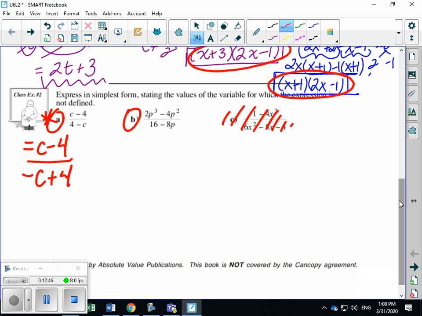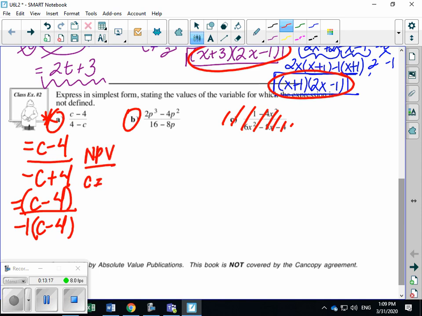So if I want to make them the same though, I can just simply factor out a negative. So which one do we want to factor the negative out of? Let's factor out of the bottom. So I'm going to have C minus 4, nothing changes there, divided by, I can factor out a negative 1. So now my denominator is C minus 4. Now it looks and is identical to what's on top. Okay, so again, step number 1 was to factor. Now we're going to state our NPV. So what's my NPV? What can C not be equal to? Well, it would simply be 4.